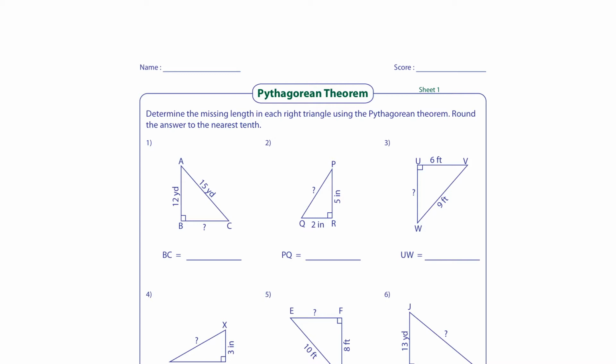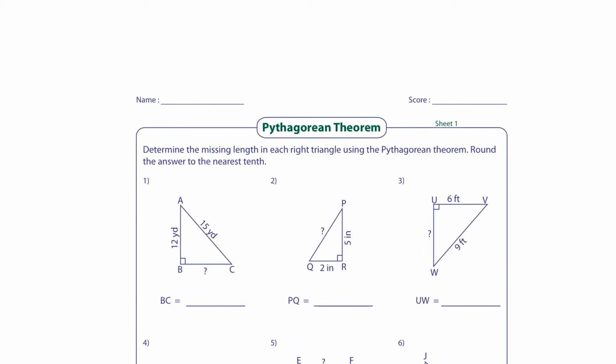Okay, so yes, like we said on our warm-up, a squared plus b squared equals c squared. Okay, that's what the Pythagorean theorem says. A squared plus b squared equals c squared. So the a, b, and c represent the side lengths of the three sides of a triangle.